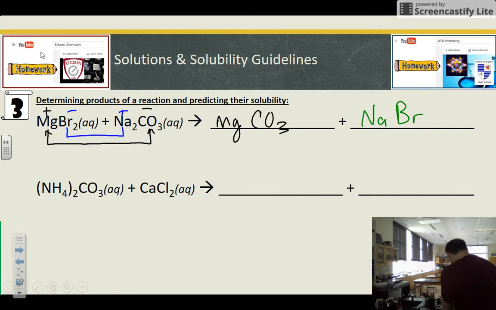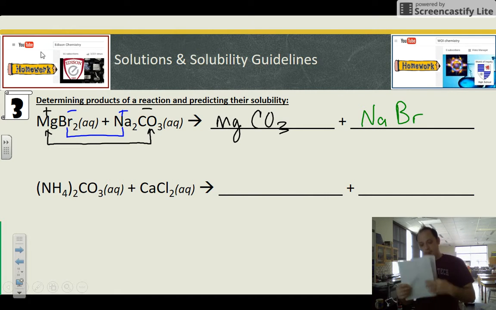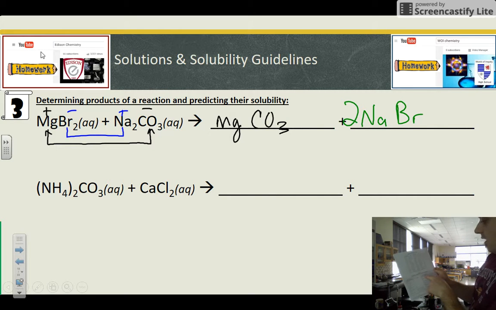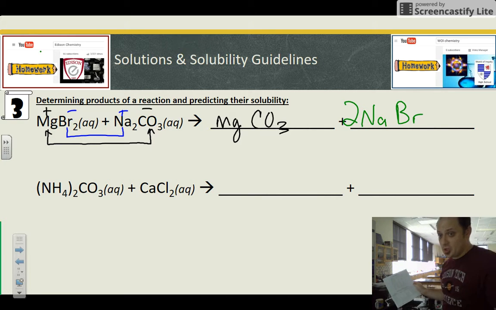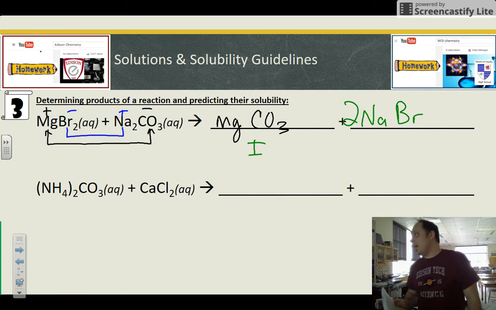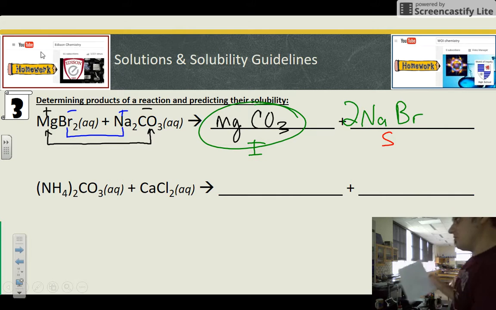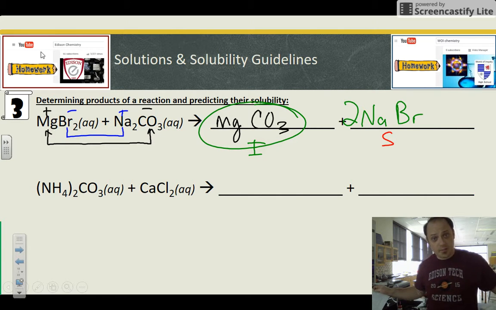I do believe that magnesium carbonate, let's find carbonates here. Carbonates are insoluble unless group 1 or NH4. Magnesium's group 2, so I know that magnesium carbonate is insoluble. And bromides, Br, halides are always soluble, especially when sodium's involved. So we call that soluble. In this case, that S is not solid, it means soluble. And I means insoluble.